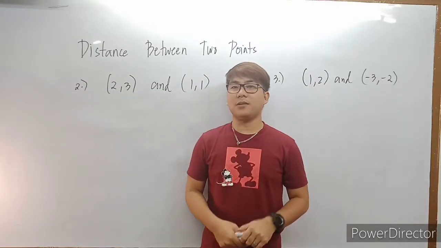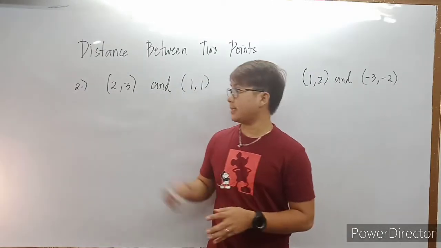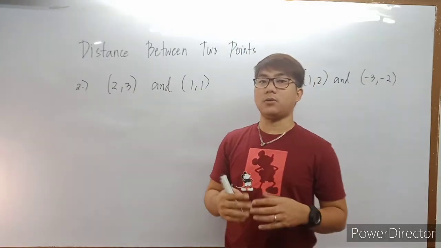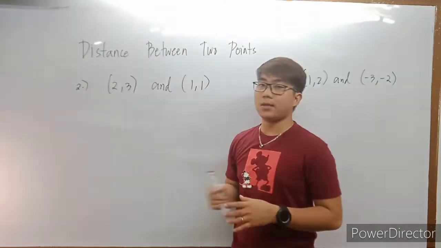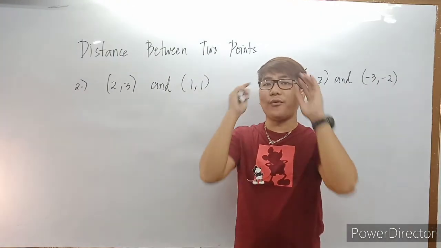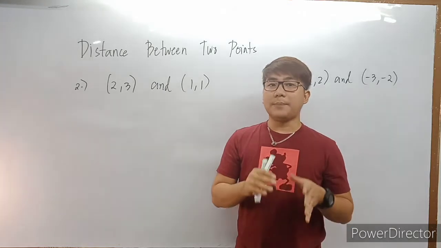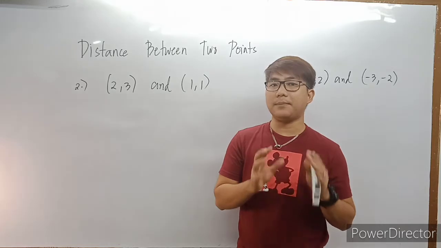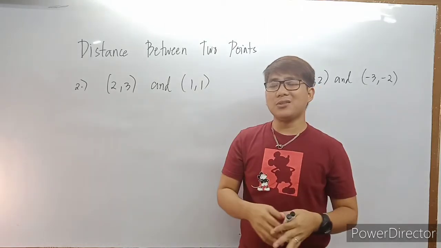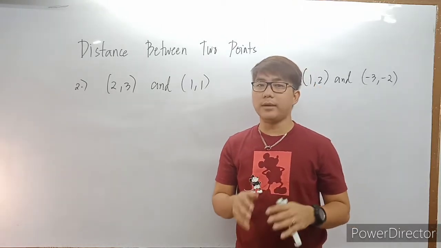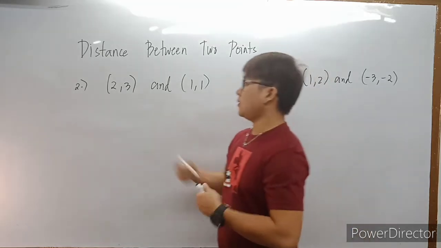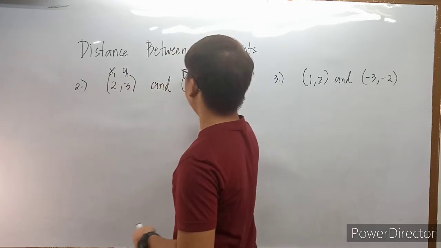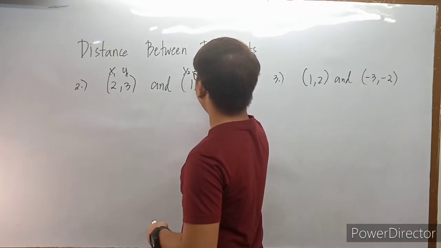So, another example to find the distance between 2 points: number 2 natin is (2, 3) and (1, 1). Kunin natin yung distance between (2, 3) and (1, 1) using the distance formula. Sabi ko kanina, kapag kukunin na natin yung distance between 2 points, lagyan agad natin ng pangalan. Lagyan natin ng sign kung sino yung x sub 1, y sub 1, x sub 2, and y sub 2. So, yung 2, lagyan natin x sub 1, y sub 1, x sub 2, and y sub 2.